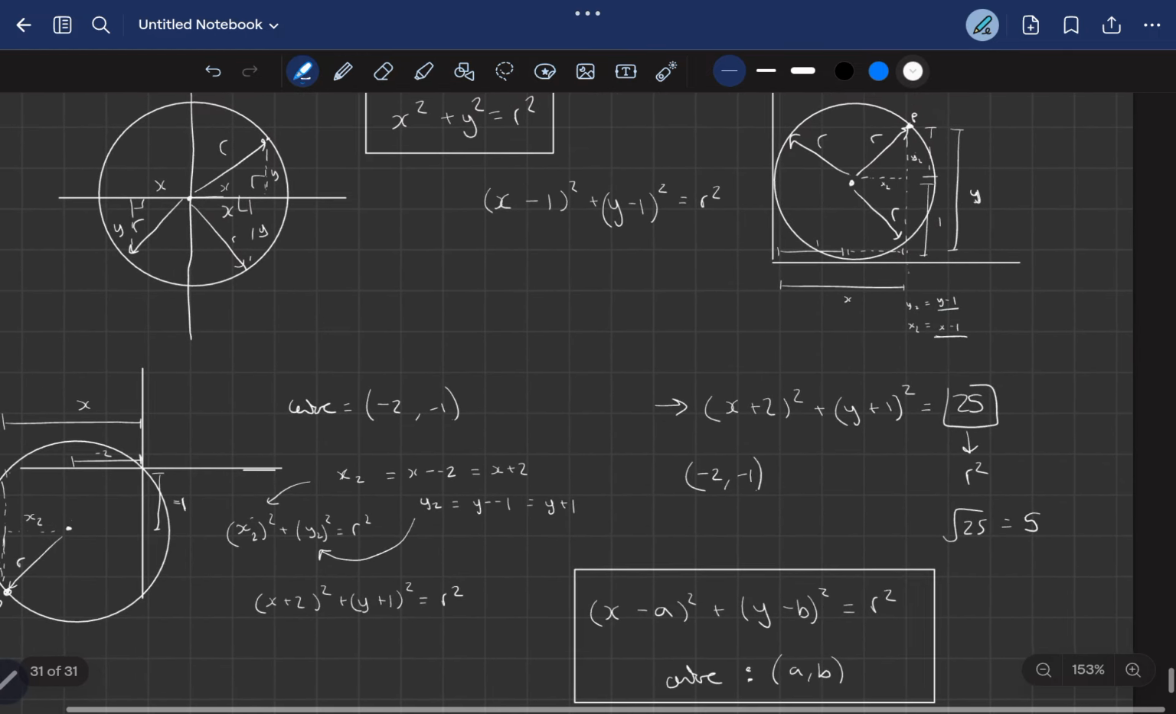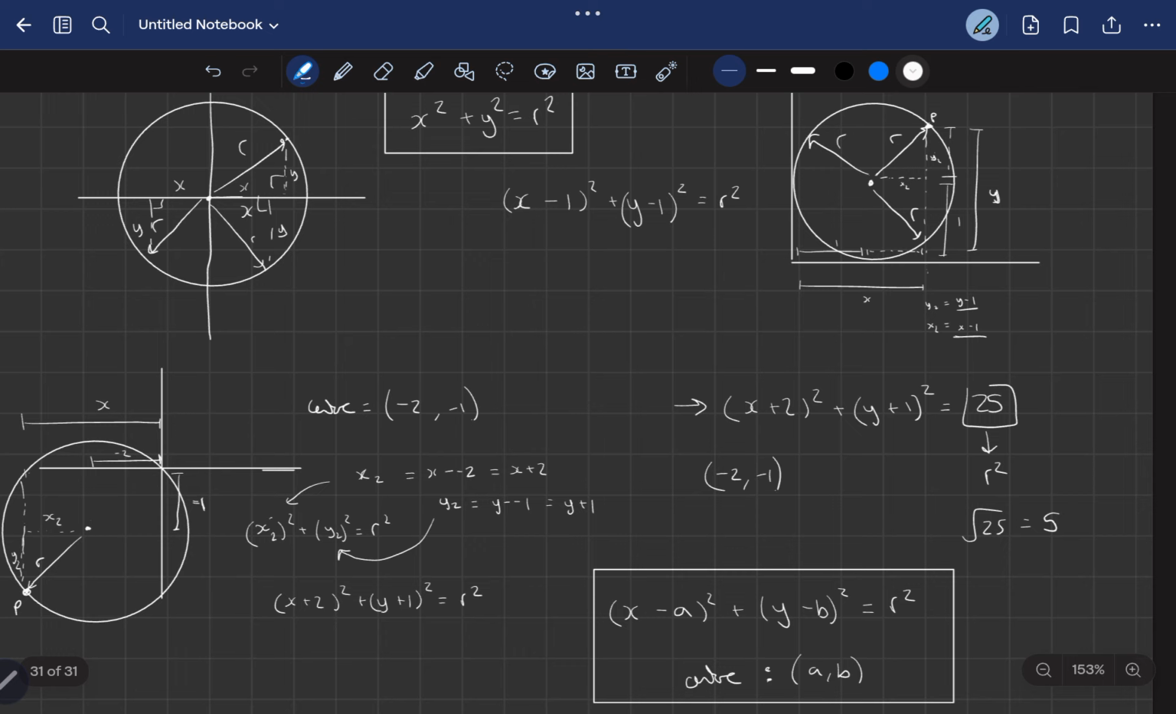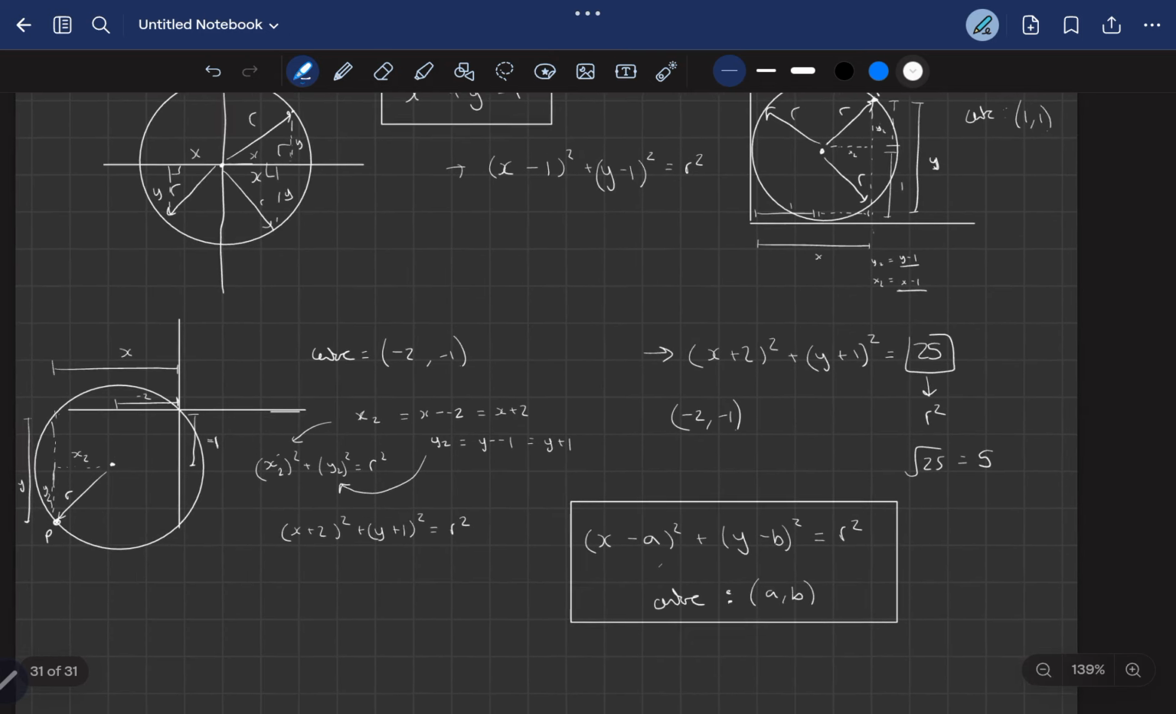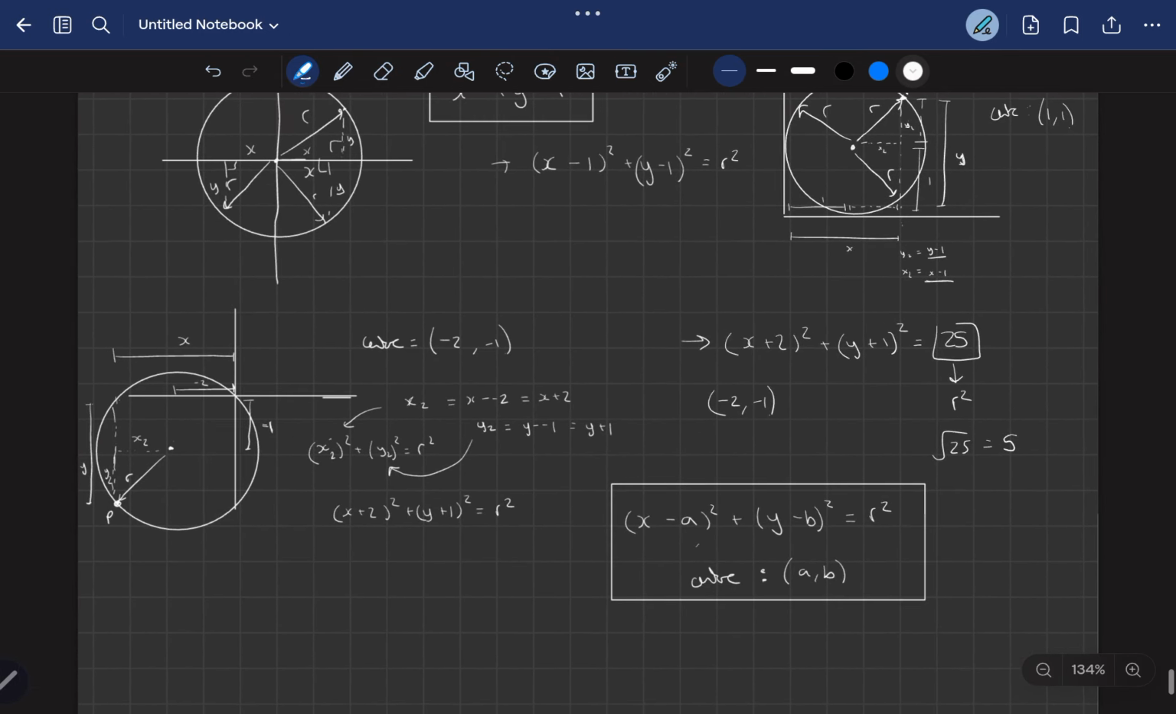And this works here as well. We will substitute, because the center was 1, comma 1. If I substitute 1 into this and 1 into this, you get x minus 1 squared plus y minus 1 squared is equal to r squared, which is right here. So this is the general form.